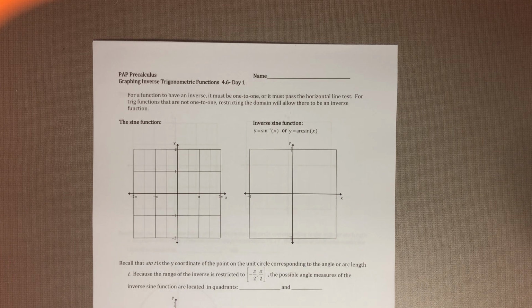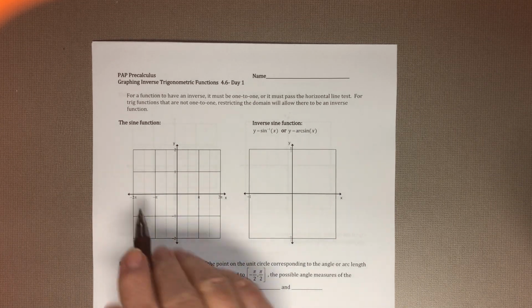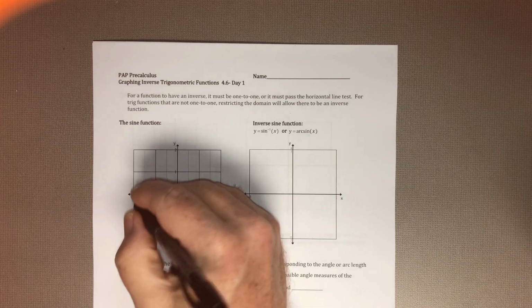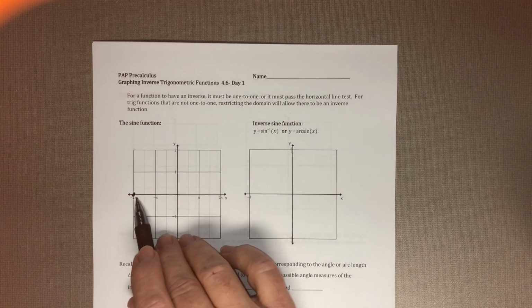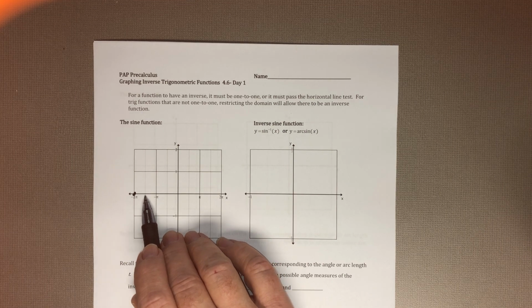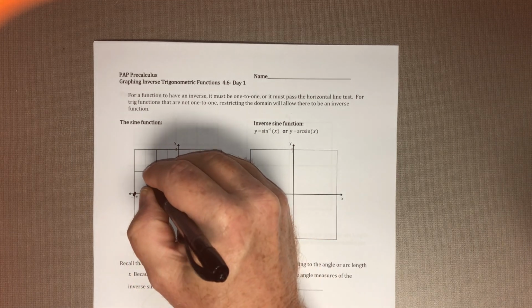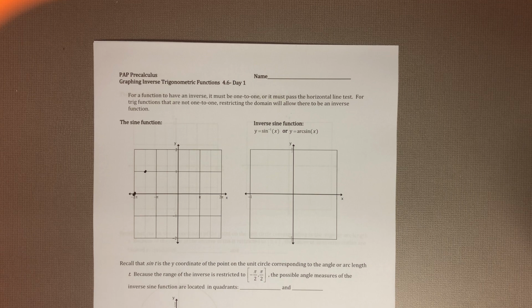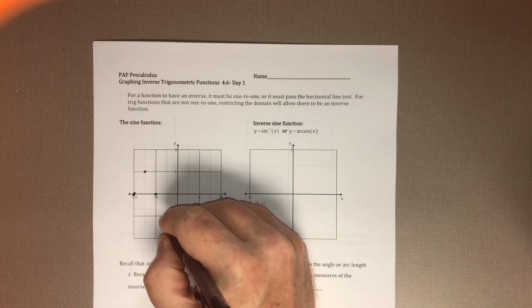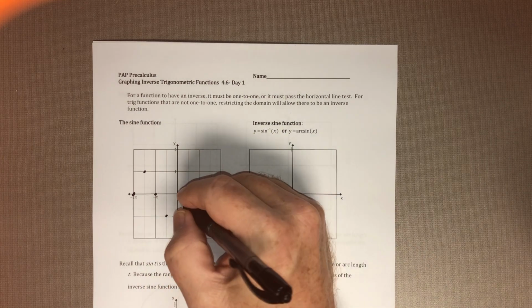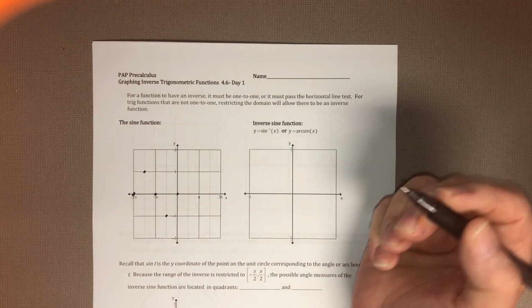Remember that the sine of negative 2 pi is 0. The sine of negative 1.5 pi is positive 1. The sine of negative pi is 0. The sine of negative pi over 2 is negative 1. The sine of 0 is 0.